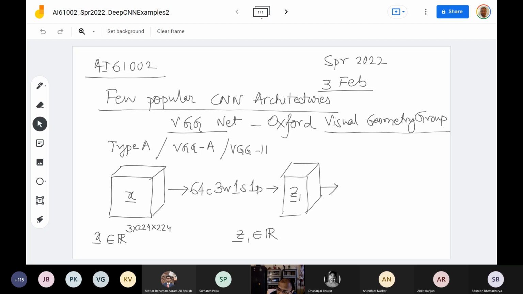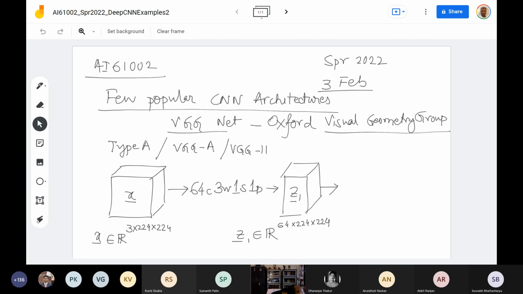Tell me guys, what will be the size of Z1? Just read through the convolution definition once again. So 64 cross 224 cross 224. You have a zero padding as well. You cannot ignore that, and that's the reason why the size will come up to the same size.